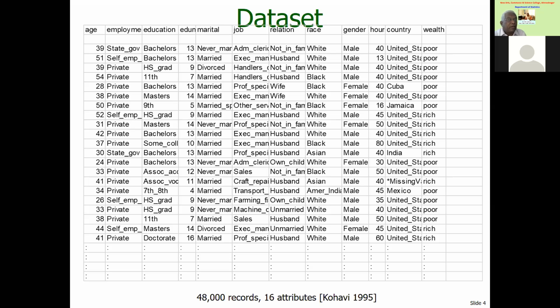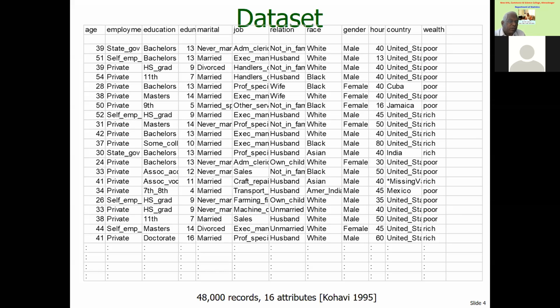These are independent features. And your wealth, whether you are rich, whether you are poor, what kind of your wealth status is, that depends upon your employment, your education, your job type, your gender, how many hours you worked, like this, right? So employment, education, period of education, marital status, job, relation, race, gender, hours, country, these are treated as independent features. And wealth is treated as a dependent feature.